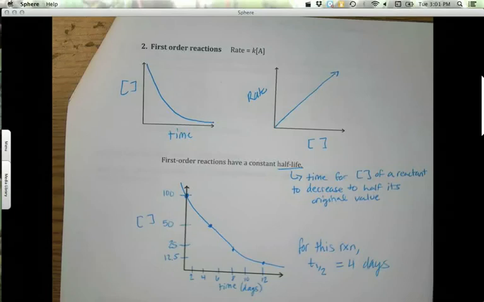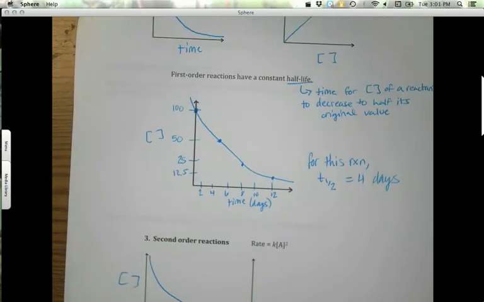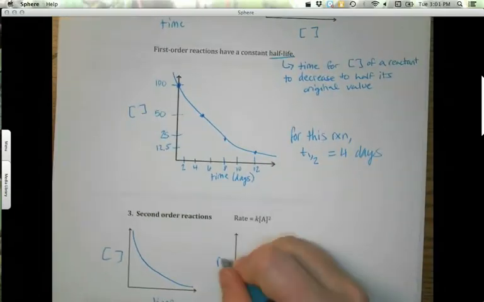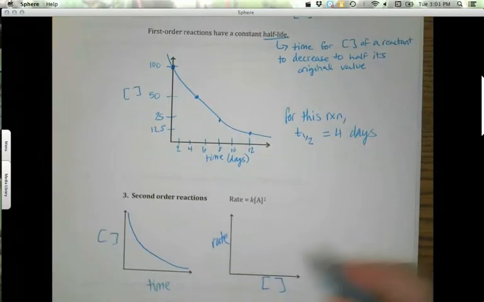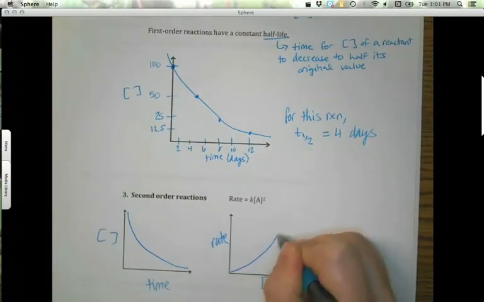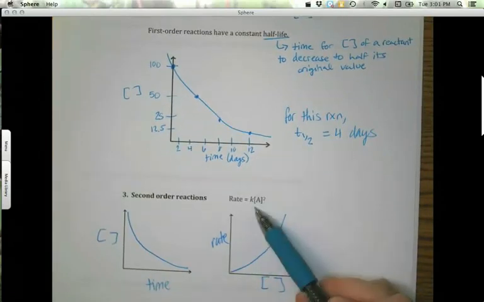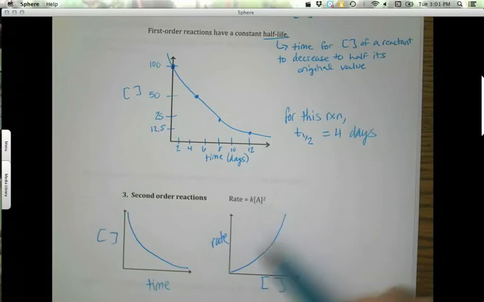Okay, moving on. Second order reactions. If we have concentration versus time, we get a nice little slope that looks a lot like it did for the first order reaction. But for rate versus concentration, we get this. Because rate equals K, a constant, times A squared. Well, this is the graph of a line, X squared, same sort of thing. And so we can tell a lot from our graphs of rate versus concentration.